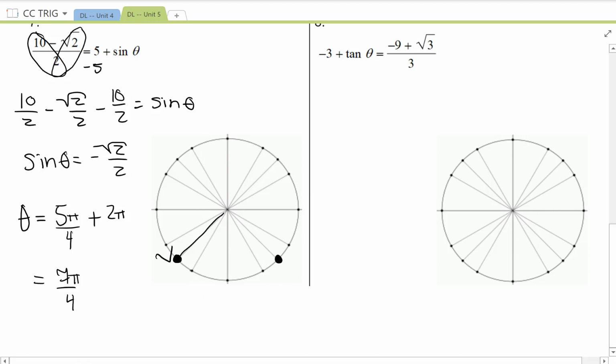What if you subtracted 2 pi from 5 pi fourths? Would we get another answer? Yeah, because when you subtract 2 pi or when you add 2 pi, you get a coterminal angle. And if 5 pi fourths is a solution for sine theta, then every single angle coterminal to 5 pi fourths will also be a solution for theta.